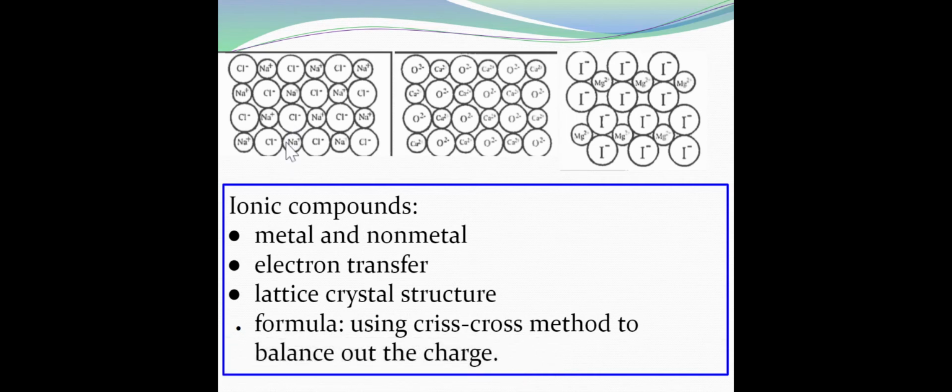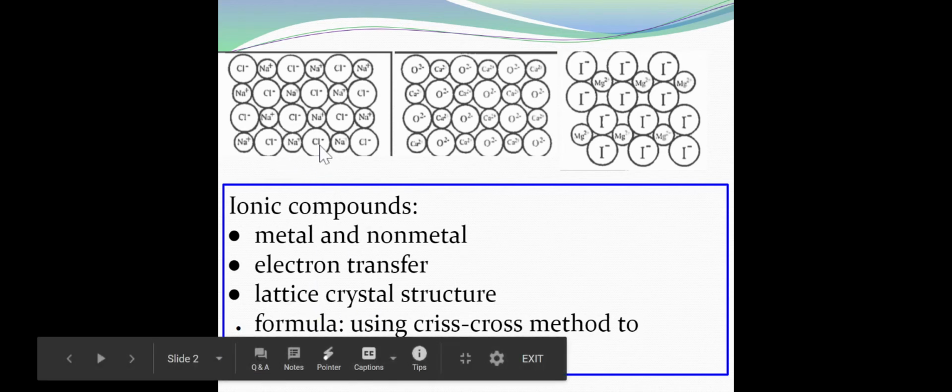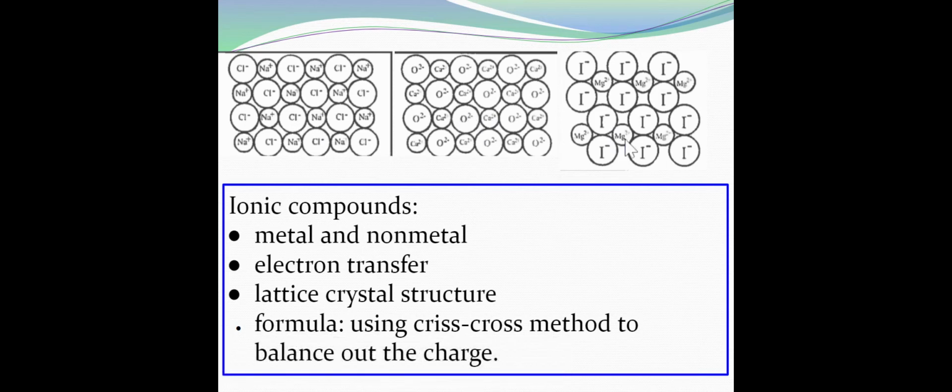The positive ion has an attraction to all the neighbor negative ions. So we call this a lattice crystal structure. As you can see, this is sodium chloride. This is calcium oxide. This is magnesium iodide. So positive and negative are next to each other and surrounded by each other.